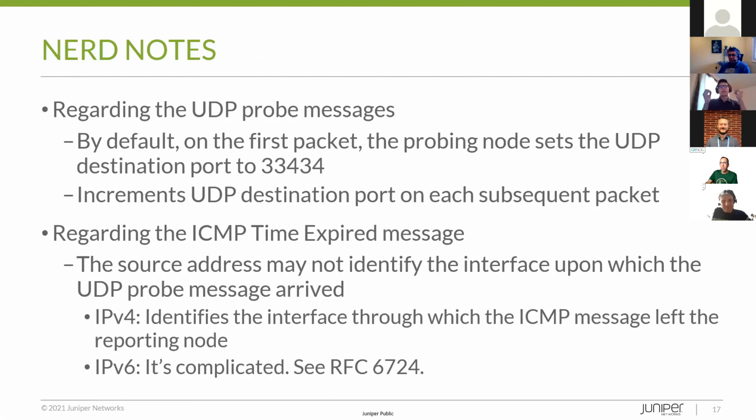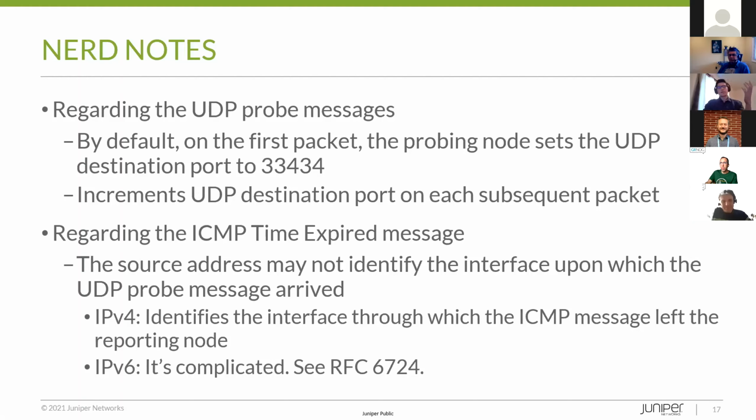And for the ICMP time expired messages that the node sends back to us, the source address may not identify the interface on which the UDP probe message arrived, which can actually be a pretty big problem because the entire purpose of the command is to figure out where our messages are going. But in the case of IPv4, it might identify the interface through which the ICMP message left the reporting node, which isn't where our message is actually going, it's where messages are getting back to us. So what can happen is you try to figure out where your messages are going and instead get an adjacent path, which might not be helpful at all in terms of figuring out what's going on in the network.